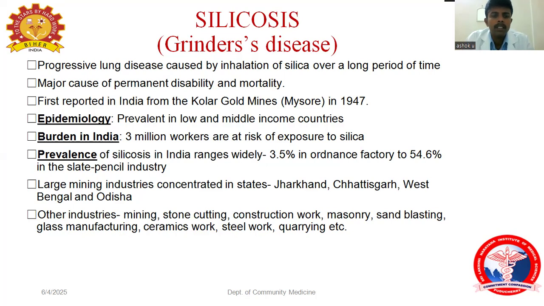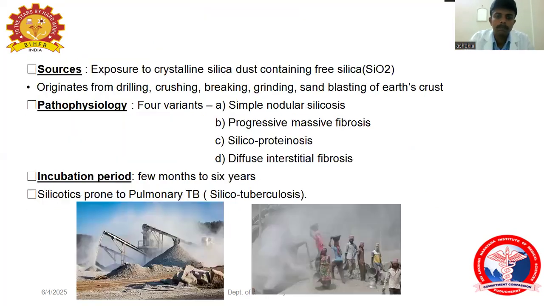Large mining industries are concentrated in states like Jharkhand, Chhattisgarh, West Bengal, and Odisha. Other industries generating silica are those involved in mining and stone cutting, construction work, masonry, sandblasting, glass manufacturing, ceramics work, and steel work. All of these generate silica. The source is exposure to crystalline silica dust, which originates from the crushing, breaking, grinding, and sandblasting of rocks.